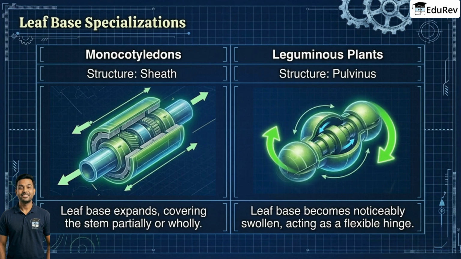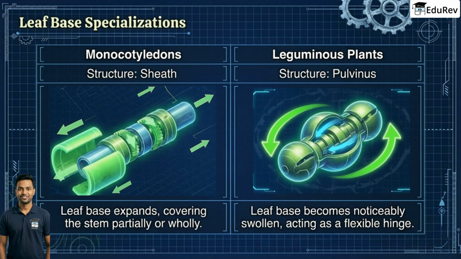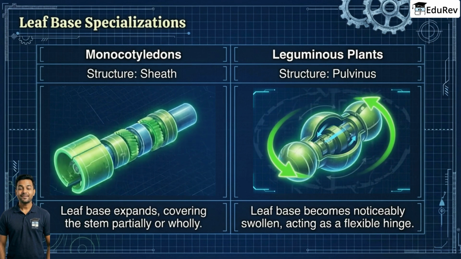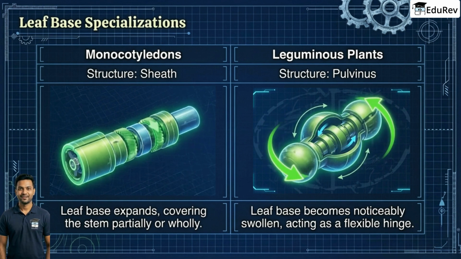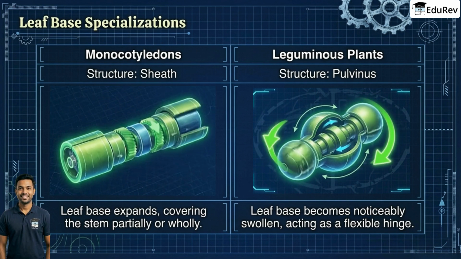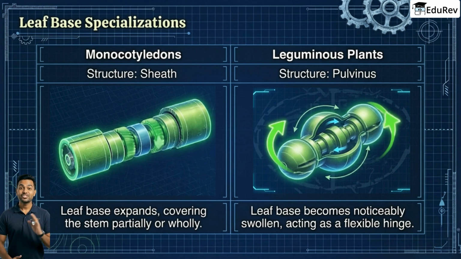Leaf-based specializations are easy to remember once you connect them to plant family patterns. In monocotyledons, the leaf base forms a sheath and partly or fully wraps around the stem. In legumes, the leaf base becomes swollen into a pulvinus, which acts like a flexible hinge and helps with movement. These are small features, but they are very useful in identifying plant groups.